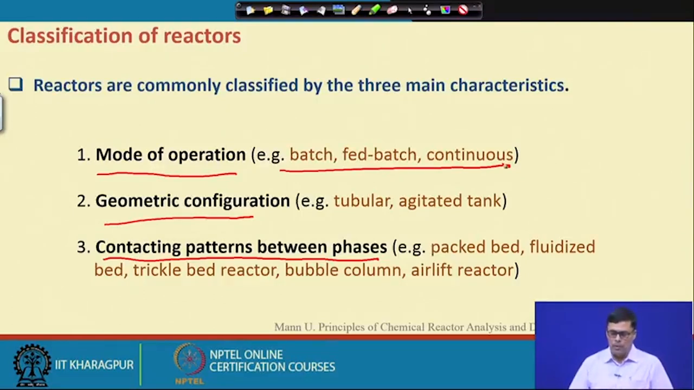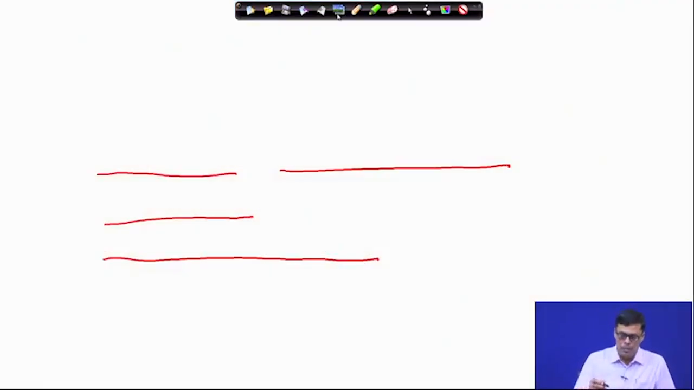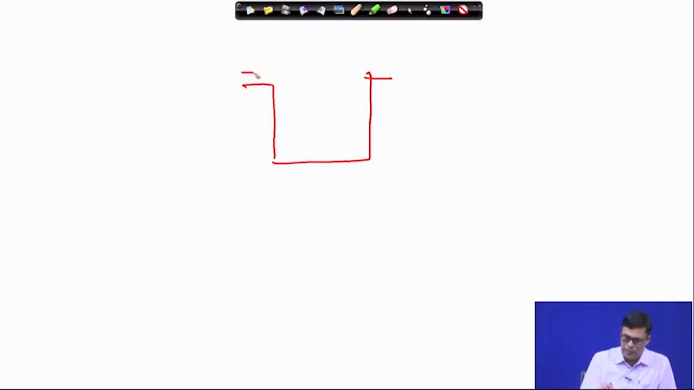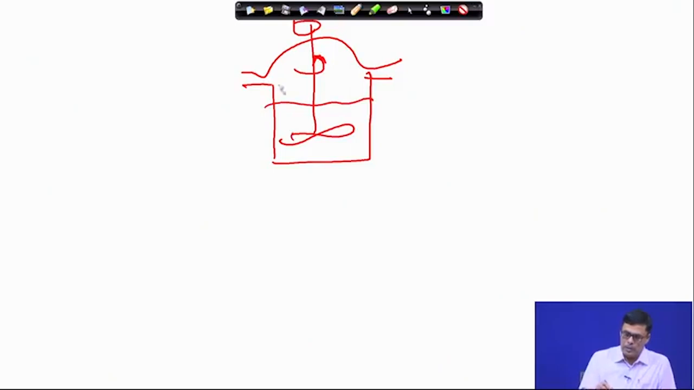Now the question comes, what do you mean by batch process? The batch process is like this. Suppose this is the reactor and here you have a stirrer, and this is liquid. We want to react A to B, so we put the substrate A, and we have to put the substrate at one time in a batch reactor. This is the batch reactor.